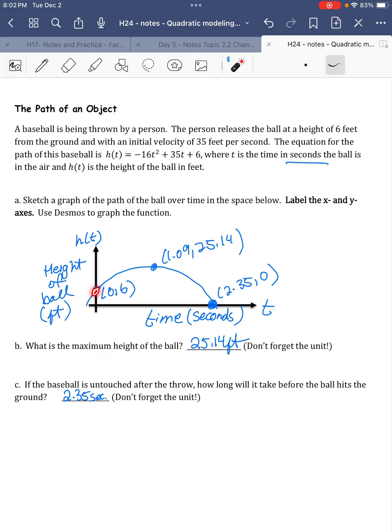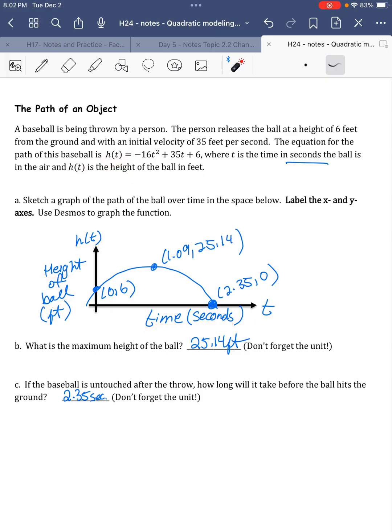So we want 3 points. We got here, here, and here. And look, this time I don't care about this x-intercept over here because it's negative. Time can't be negative, so I don't really care about that. So I want this y-intercept, the vertex, and my other x-intercept. So notice that in this equation, time is the input. So t is my input, that's time, and it was mentioned that it was seconds right here. And h of t is the height of the ball, and it's in feet.